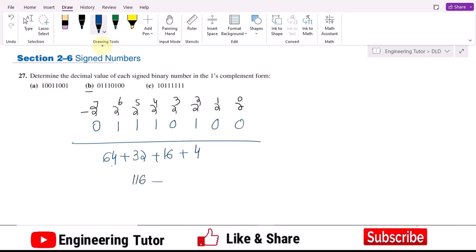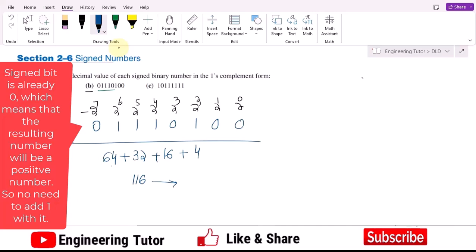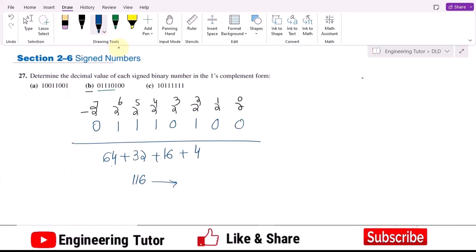So this is 116. This bit is already nullified by multiplying this term with the 0, and we have got this 116, which is already a positive number. So therefore the answer will remain the same, which is 116. Similarly, in order to solve it by using method number 1, and this was method number 2.